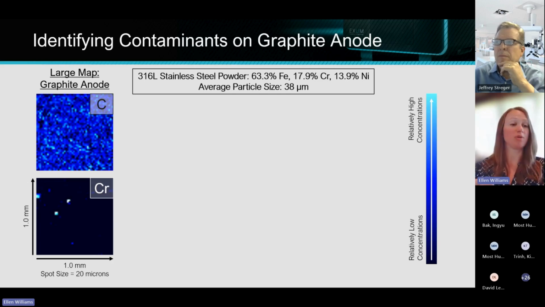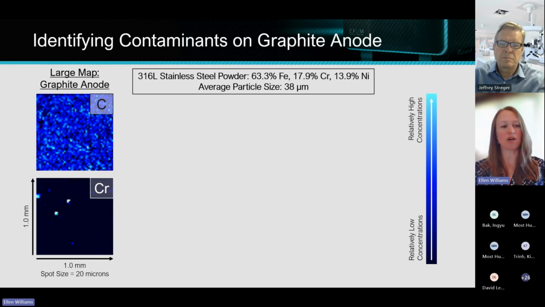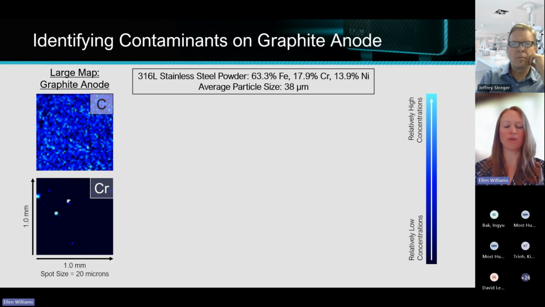So first of all, let me remind you that every single one of those pixels is one of those 20 micron laser spots that has that full periodic table behind it. And each map is relative to itself. So where you see very bright colors in an individual map, those are going to be relatively high concentrations of that element. And then the dark colors are going to be relatively low concentrations. So on the carbon map, for instance, we see a lot of bright blue. We see it's fairly evenly distributed. That's exactly what we would expect for a graphite anode, to have a lot of carbon in it.